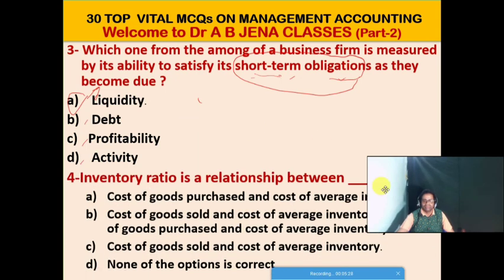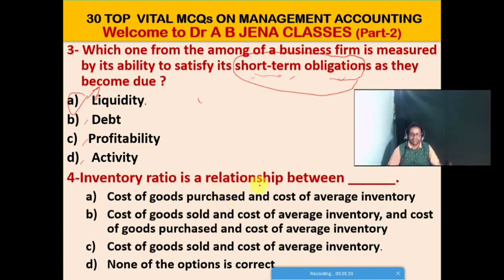Next MCQ: inventory ratio is a relationship between what? A, cost of goods purchased and cost of average inventory; B, cost of goods sold and cost of average inventory; C, cost of goods sold and cost of average inventory; D, none of the options is correct. Friends, C is the right option for this MCQ. Inventory ratio is the relationship between cost of goods sold and the cost of average inventory. So C is the right option for this MCQ.